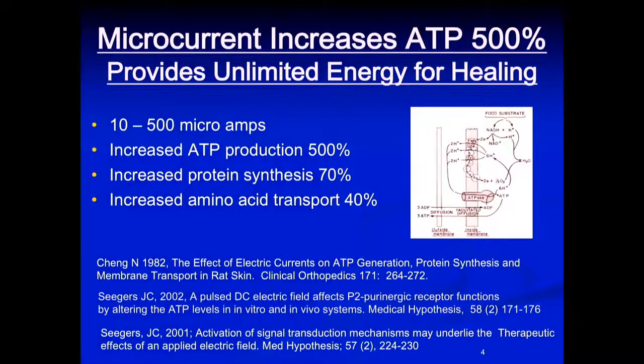Nak Cheng in 1982, and then Seegers in 2001 and 2002. So the increased ATP allowed the cell to make more protein synthesis, increased by 70%, and amino acid transport by 40%. There's a case I want to get to, but there's some introduction that makes that case make more sense.